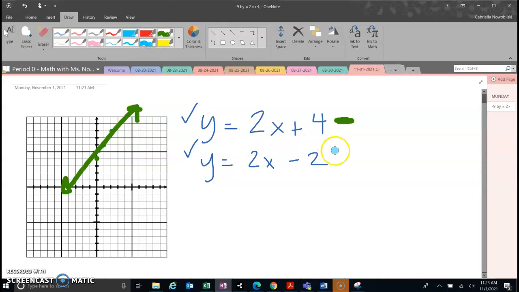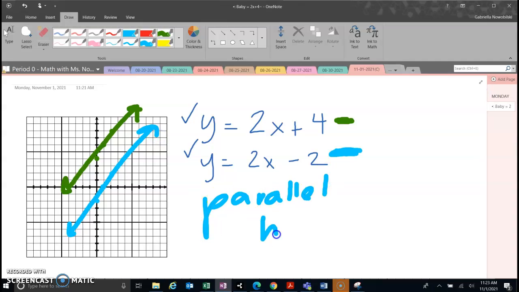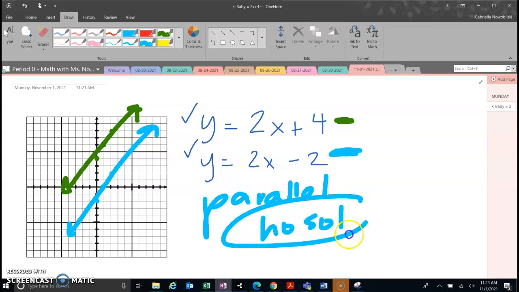Then I'm going to graph this one here. Again, my y-intercept is -2. I'm going to go up 2 and to the right 1. Put the graph of my line there. And again, I see these are parallel, so there will be no solution. Okay, so this is the same thing we were just doing, except we had to actually do the graph on our own. So this is something else we practiced in class as well.